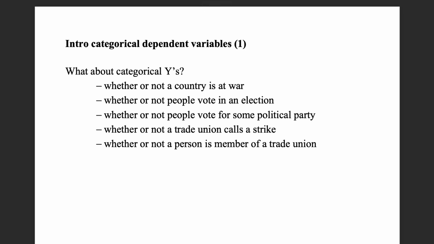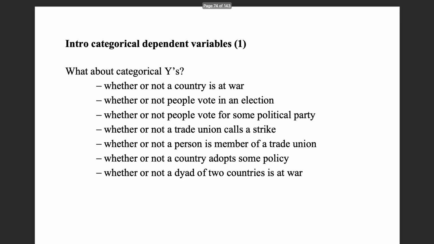They might want to analyze whether or not people are members of a trade union, which is a categorical dependent variable. They might want to analyze whether or not a country adopts a certain policy, which is a categorical dependent variable. They might want to analyze whether or not a dyad of two countries, so a combination of two countries, is at war or not, which again is a categorical dependent variable.